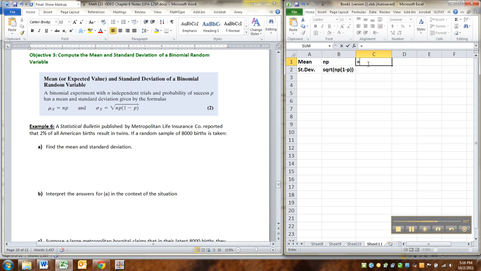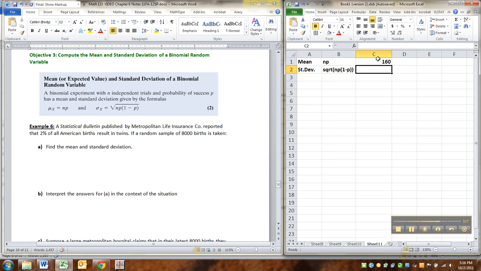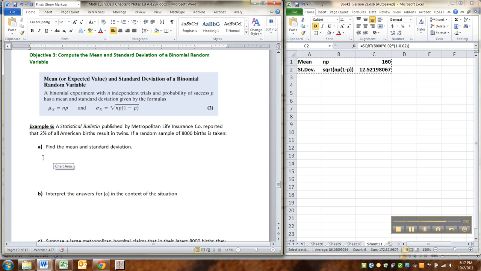So in our case, we want to know how many out of 8,000 births would be twins, knowing that twins happen 2% of the time. So that'd be 8,000 times 0.02. Oops, I forgot to put the times symbol in there. And now for here, square root 8,000 times 0.02 times parentheses 1 minus 0.02, or you could do it in your head, it's 0.98, but close your parentheses, enter. And there we go. We have the mean and the standard deviation all figured out.